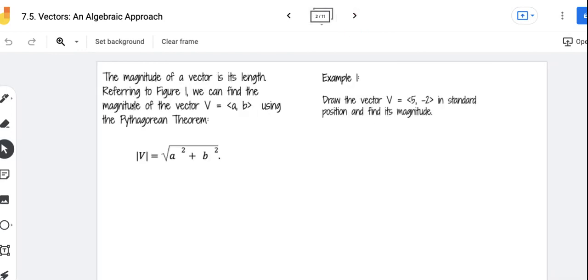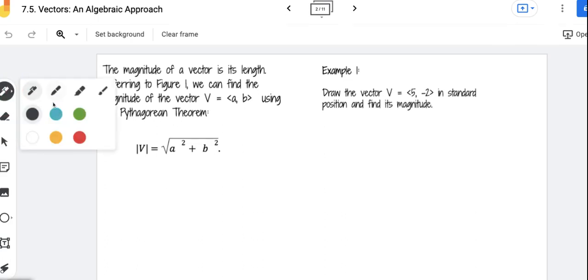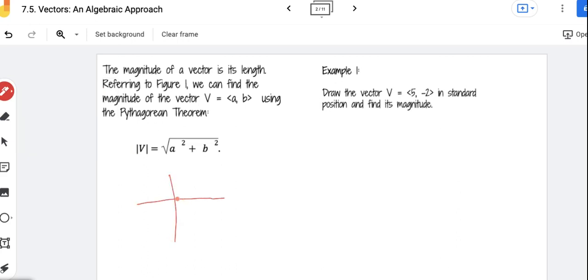All right, so this is kind of just what I just said. The magnitude of a vector is its length. So referring to figure 1 on the previous slide, we could find the magnitude of vector v. Let me see if I can draw this. Remember we had the coordinates, and we had vector v, and this was a, and this was b, and so this point here would be a, b. If we want to represent the magnitude, the lines around the v indicate magnitude. So when you see those, it means they're talking about the length of the vector, the magnitude of it.